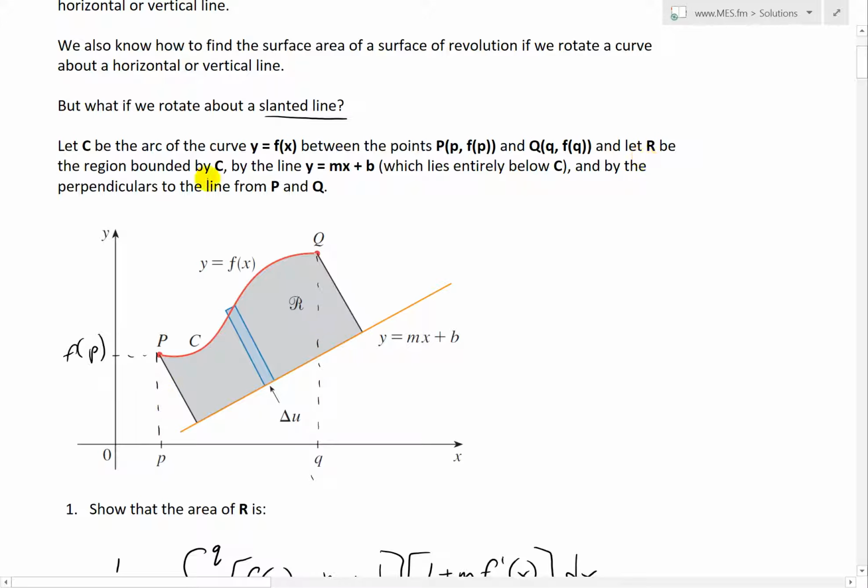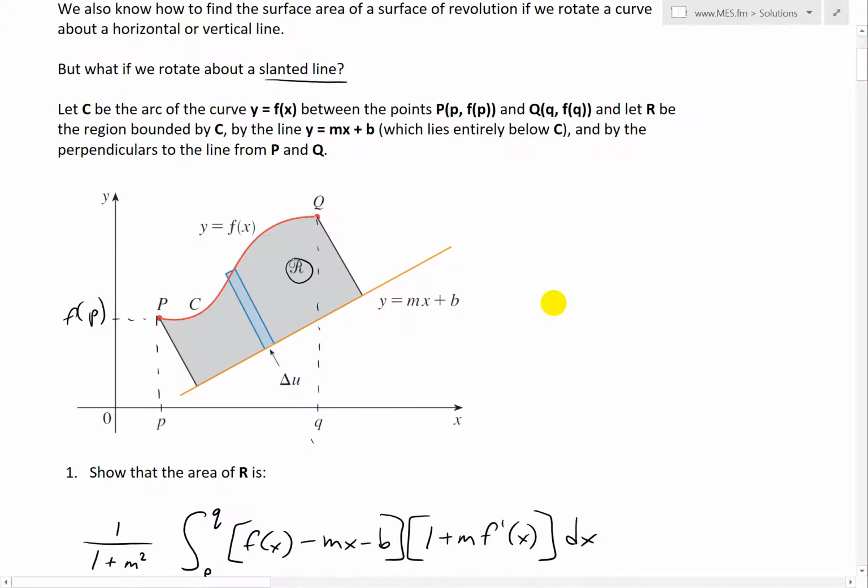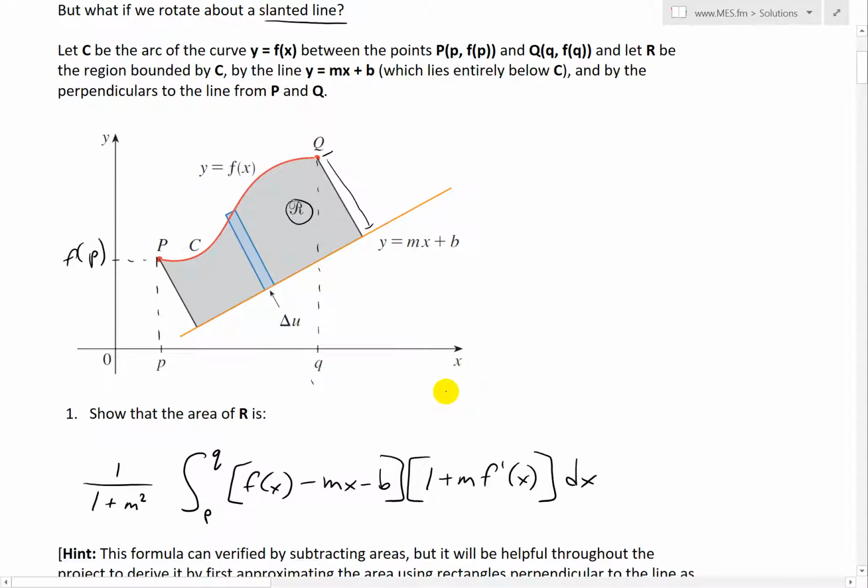And let R be the region bounded by C, so this is the region R, shaded in gray, by the line y equals mx plus b. So it's just a slanted line, which lies entirely below C. It doesn't cross it in any way. This is just below it. And by the perpendicular lines at P and Q. These are the perpendicular lines across like that. So it's basically this shape. We're looking at it with respect to this slanted line, as opposed to what we normally would do, the x-axis or the y-axis.